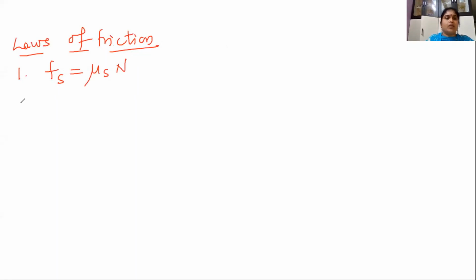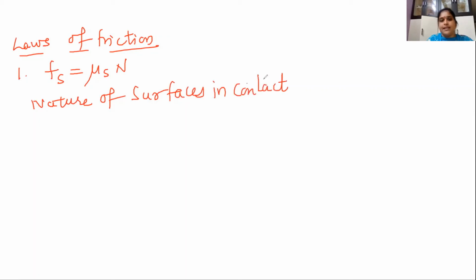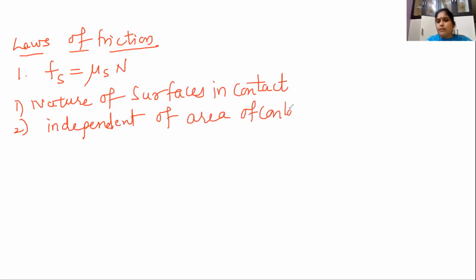So here, what are the factors that influence the friction? We'll see. Friction depends on the nature of surfaces in contact. Very important, nature of surfaces in contact. That is the first thing you have to analyze. Now, the second thing to remember is friction is independent of area of contact. More the area, it does not depend on the area of contact. Whatever may be the area of contact, friction is independent of it.